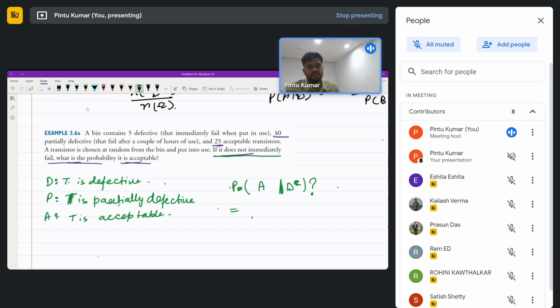So what is the formula for this as derived above? This is probability of A intersection D complement divided by probability of D complement.